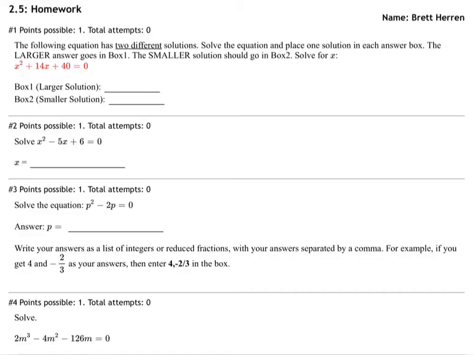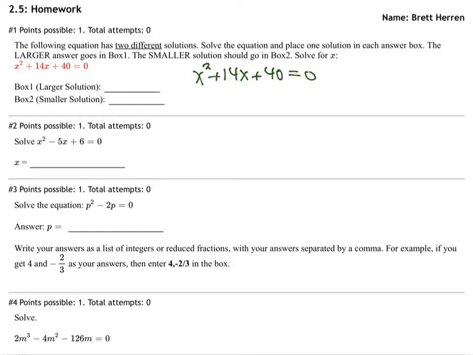Go. All right, so the first question is, the following equation has two different solutions. Solve the equation and place one solution in the answer box. The larger goes first, the smaller goes second. Okay, so how do we solve that equation there? What do we do? So I'll bring it over here. X squared plus 14x plus 40 equals 0.